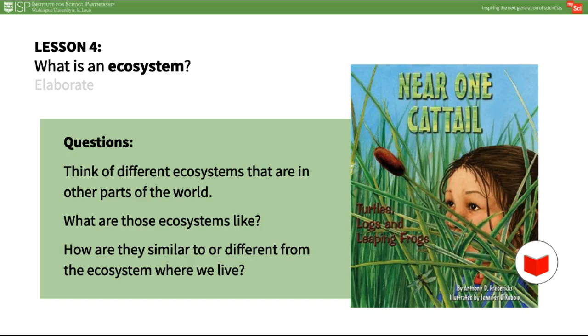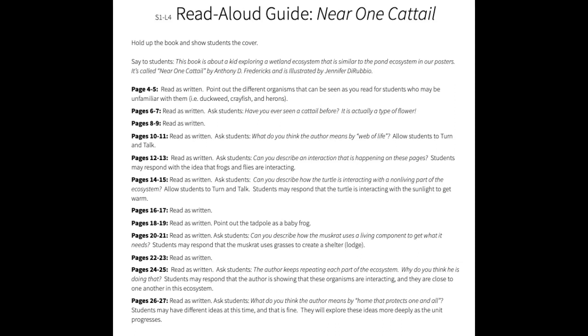Then read aloud this book, Near One Cattail. A read-aloud guide with discussion prompts can be found in the teacher pages.